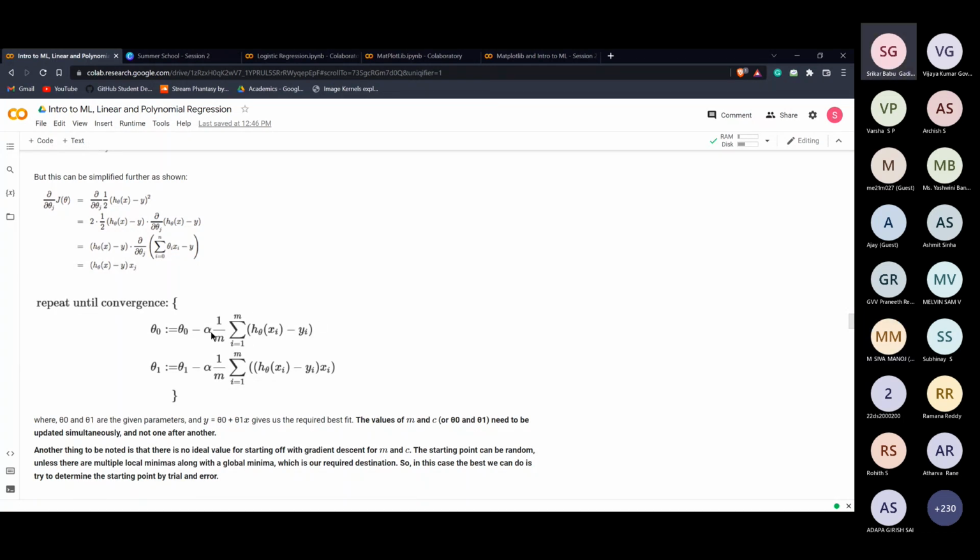You multiply it with alpha and you subtract it. Depending on what sign this is, it will move in the opposite direction. That is why these are called updation equations. I think it is pretty common to call them updation equations.